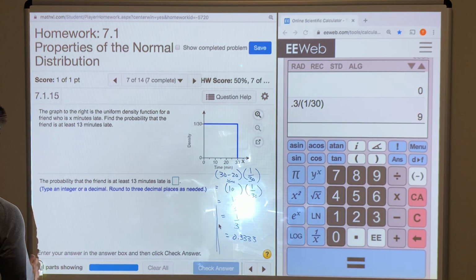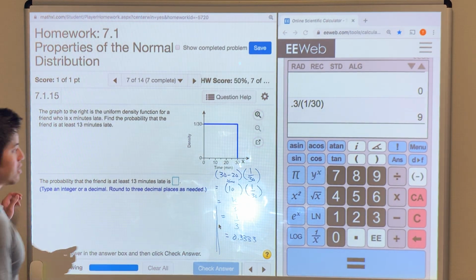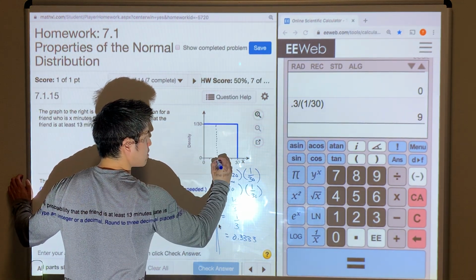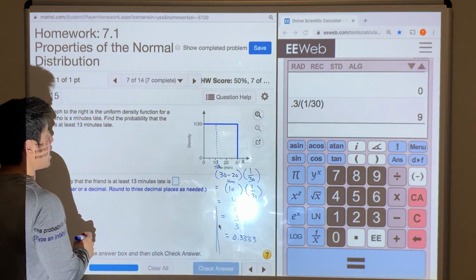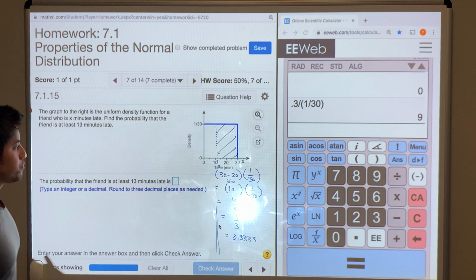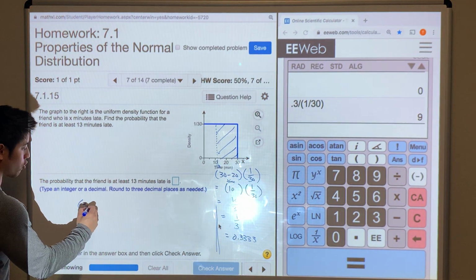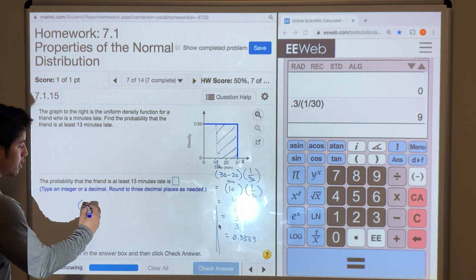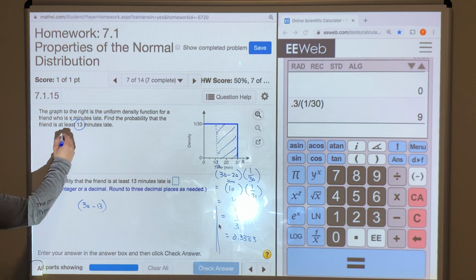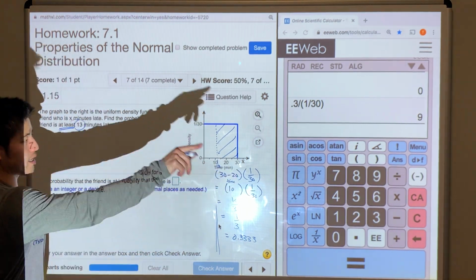Okay, so find the probability that the friend is at least 13 minutes late. Well, not much changes. Instead, you've got a different starting point. In this case, it's 13, and you have to go to here. So what is your ending? 30. Yours might be different from mine. What is your starting? 13. Why did we do it that way? Because it said at least. That means I can go from 13 all the way up to 30 this way.